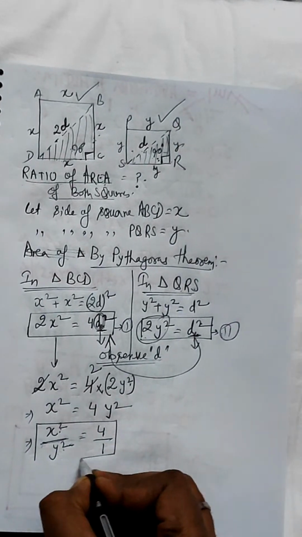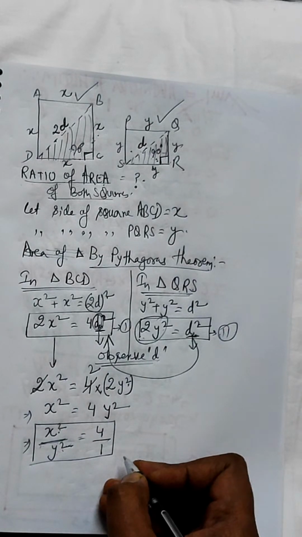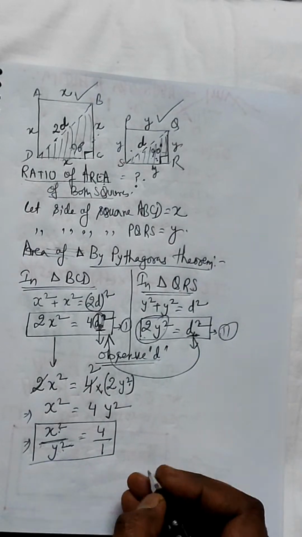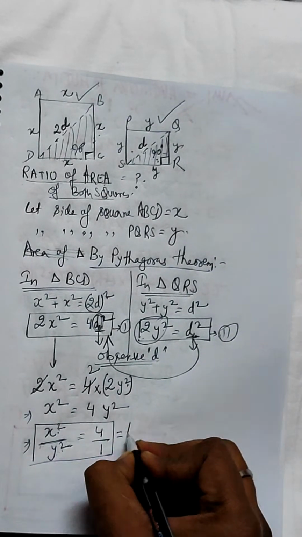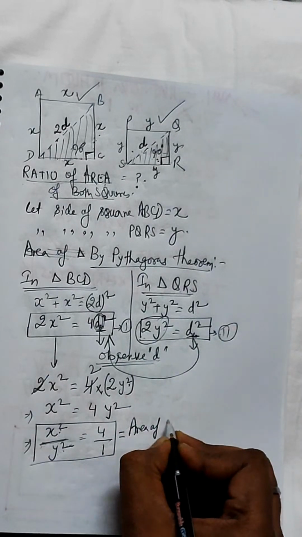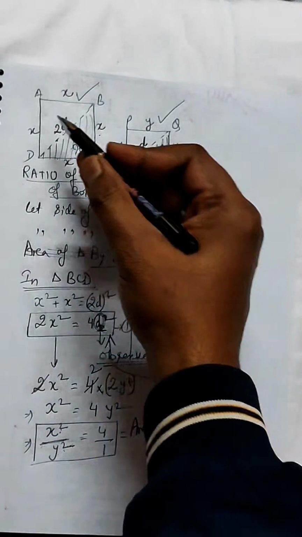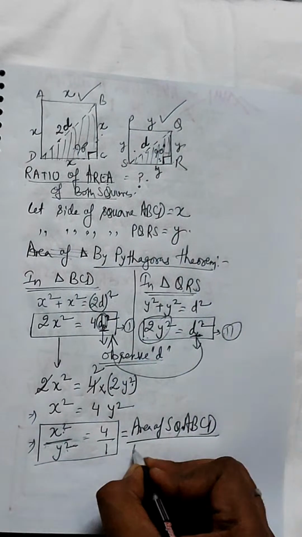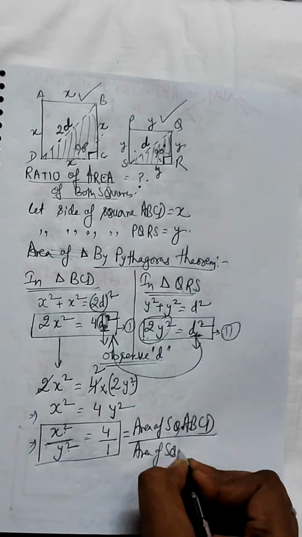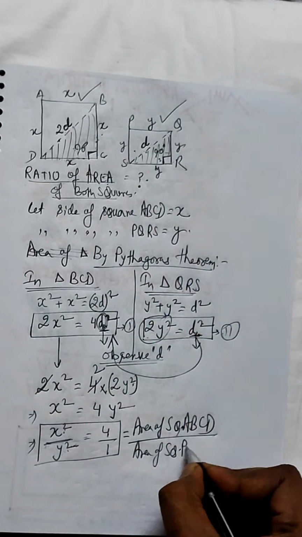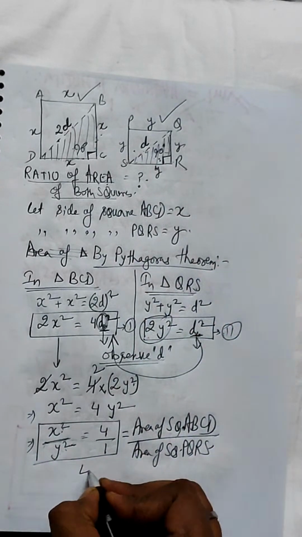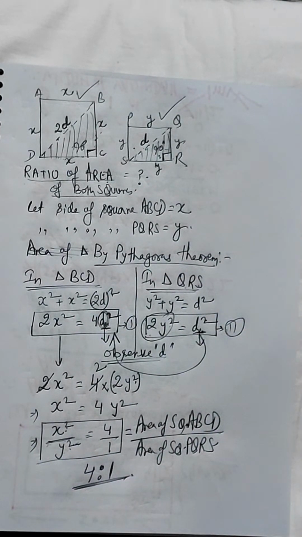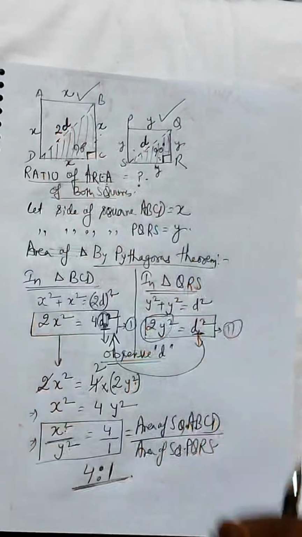So we can say that the ratio of the areas of both the squares is 4 is to 1, right? So this is our answer. So 4 is to 1 is the ratio of the area of square ABCD and the area of square PQRS. So our answer is 4 is to 1. So we have shown this question.